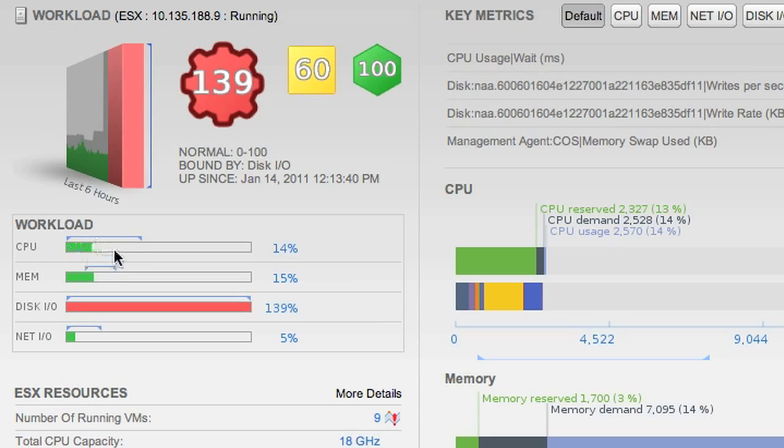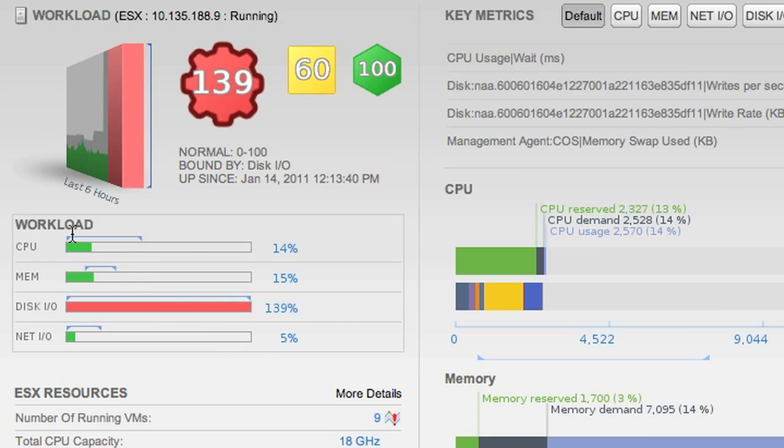We see that CPU, not much of a problem. Memory, not much of a problem either. Same for network I/O. But disk I/O, that's fairly problematic. We see that it's 140%. So what exactly does that number mean? It means that this ESX host wants 140% of disk I/O of what its actual capacity is. It means it's trying to use more than its capacity. And that obviously can represent a problem.